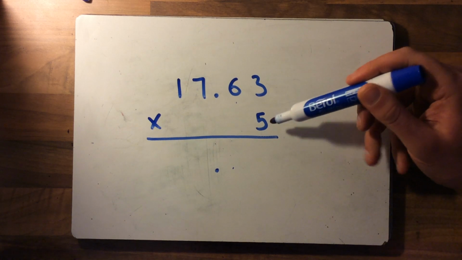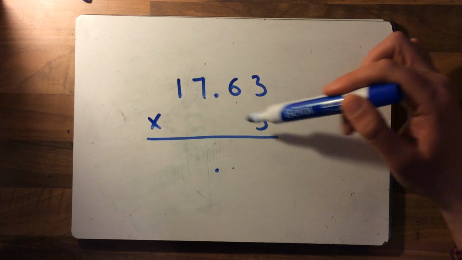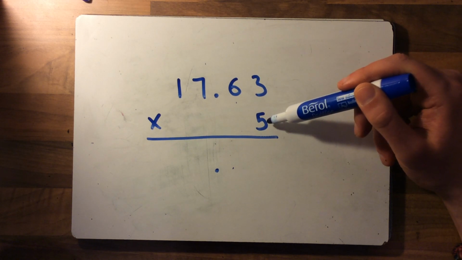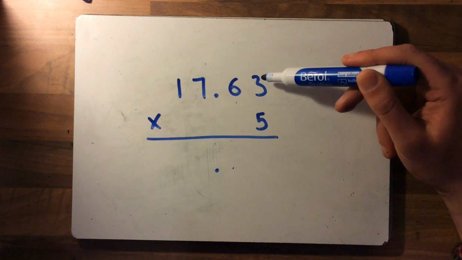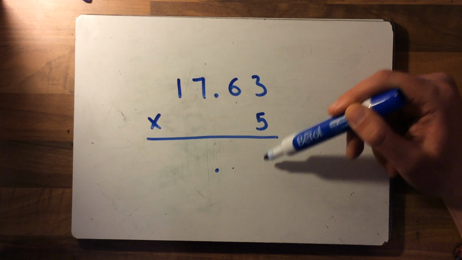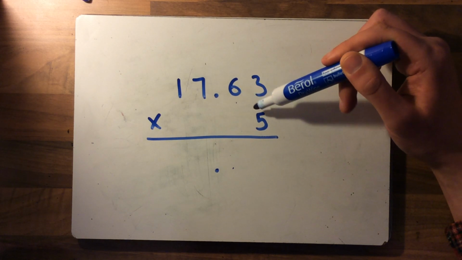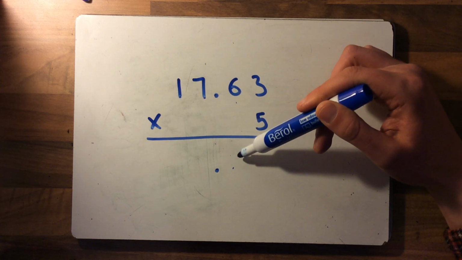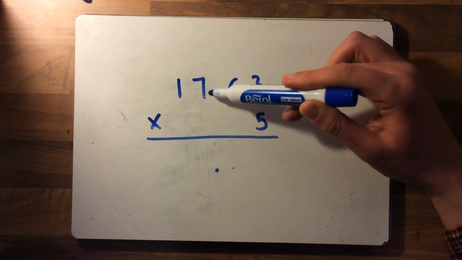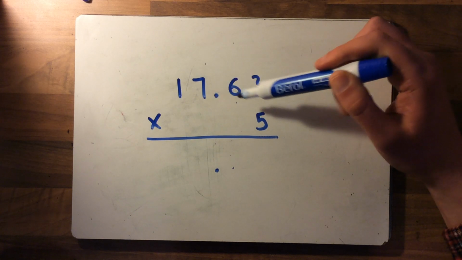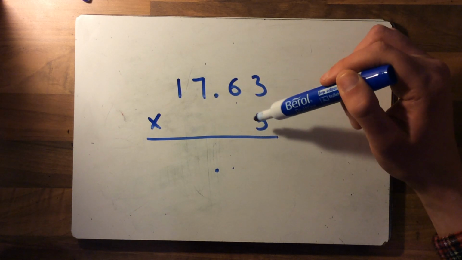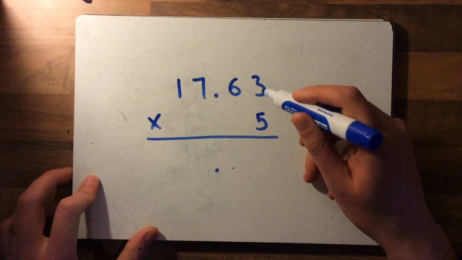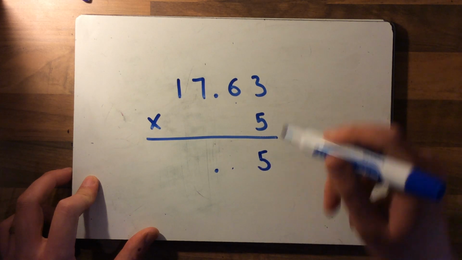The reason why that is, we're going to be multiplying each of these numbers by 5. So we're doing 5 times by 3, but really we're doing 5 times by 3 hundredths. So that's why our answer will come here. Then we'll do 5 times by 6, but really we're doing 5 times by 6 tenths, which will come here. Then we'll do 5 times by 7, then 5 times by 1, which is really 5 times by 10.